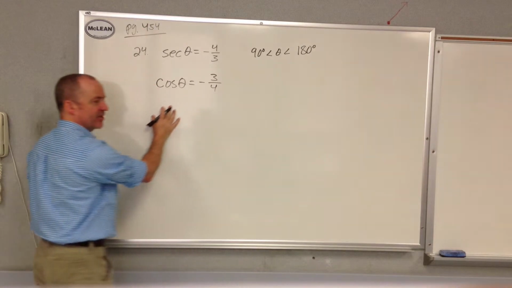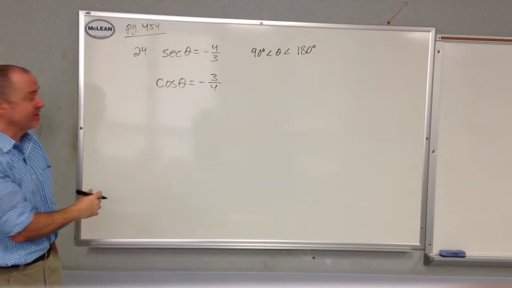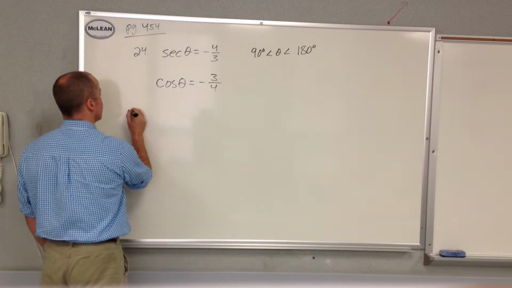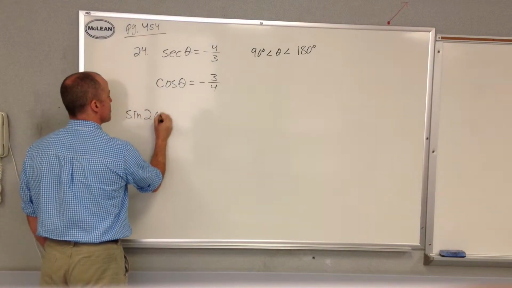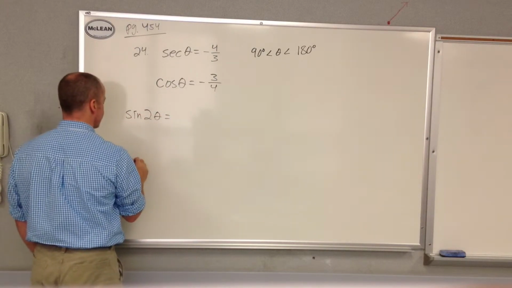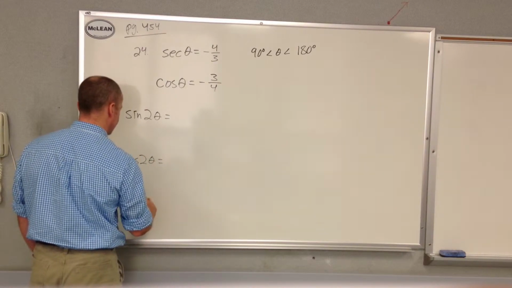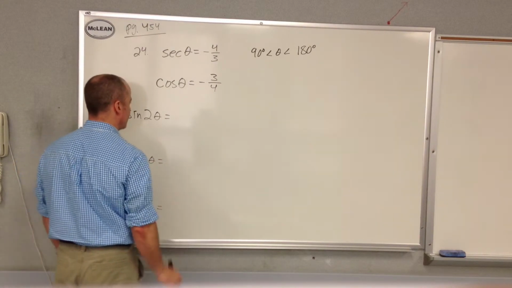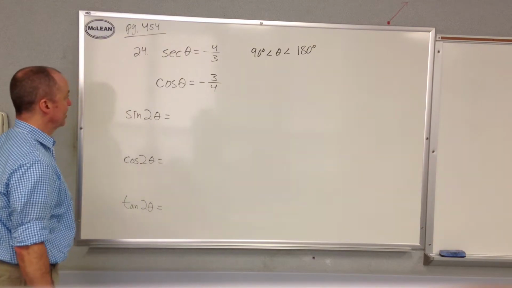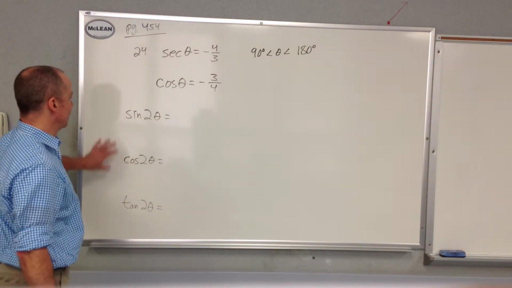I don't need any of the other ones for this, because the directions on this said find sine of 2 theta, cosine of 2 theta, and tangent of 2 theta. Oh, and I will need the other ones for these. This isn't a half angle now, it's a double angle.